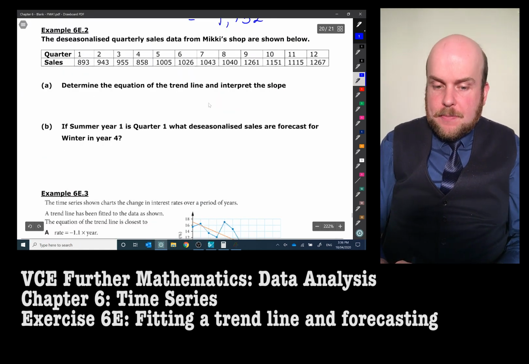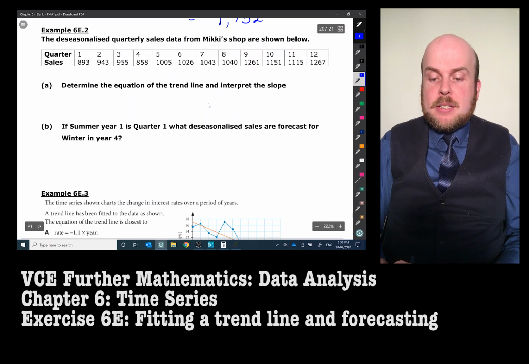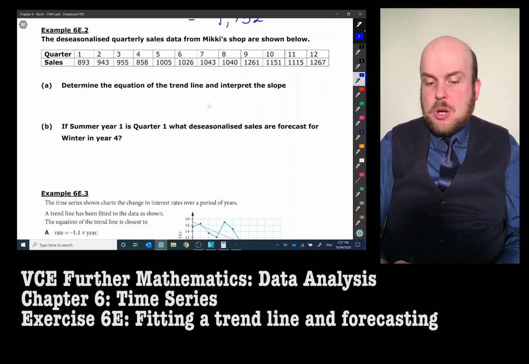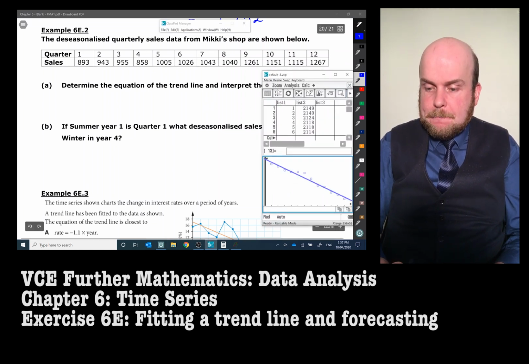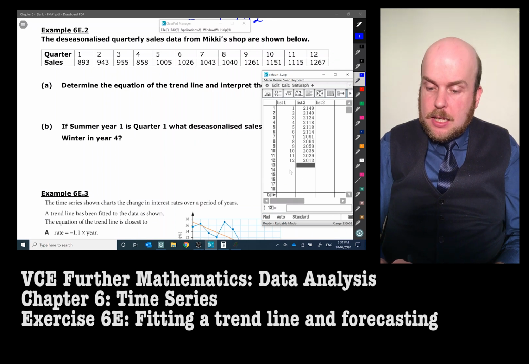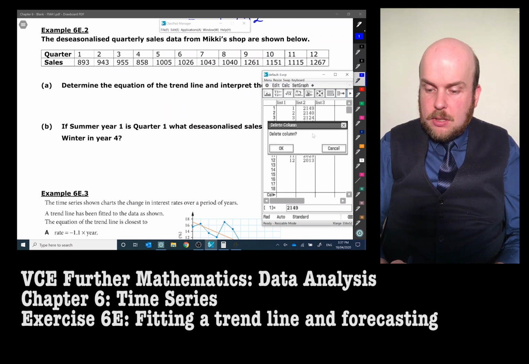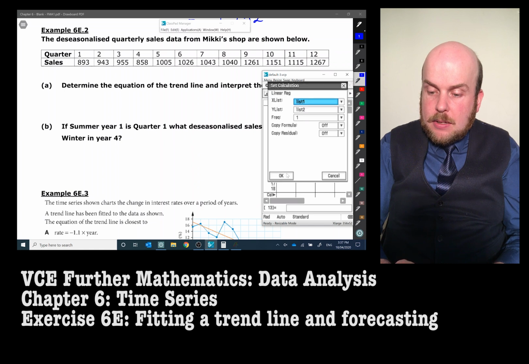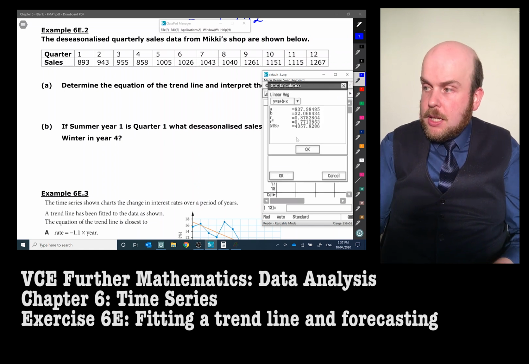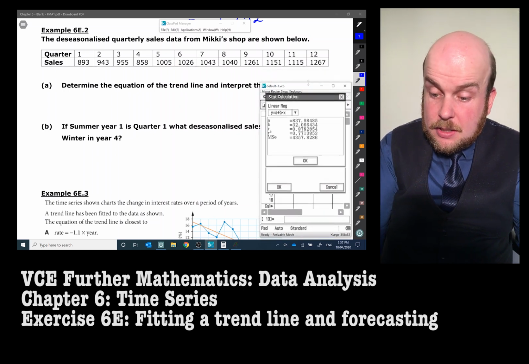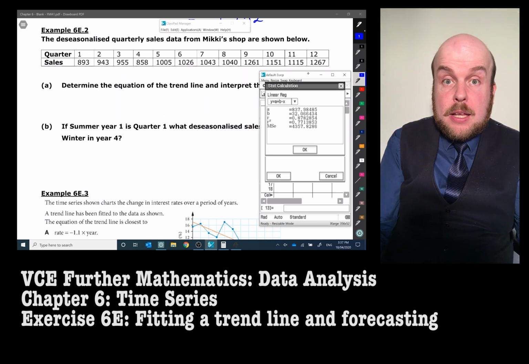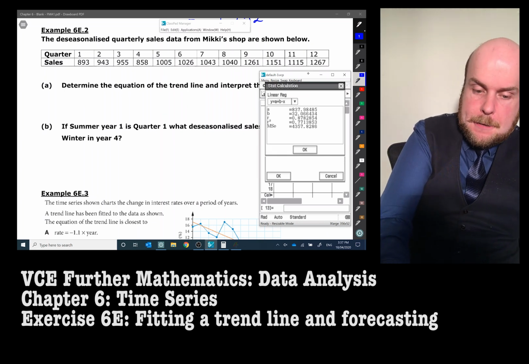Example 6E.2. The deseasonalized quarterly sales data from Mikey's shop are shown below. Determine the equation of the trend line and interpret the slope. So let's do that. Got to put in all these values. Oh, good. I don't need to get rid of list 1. I can just go and delete list 2, delete column, and do my little linear regression. And we want to, does it say how many decimal places? It doesn't. So really we should be using all the decimal places that we can.